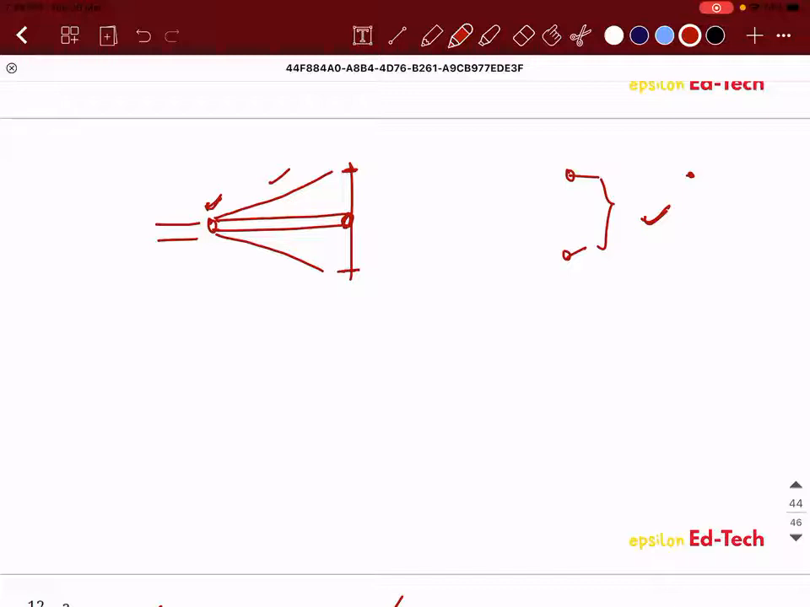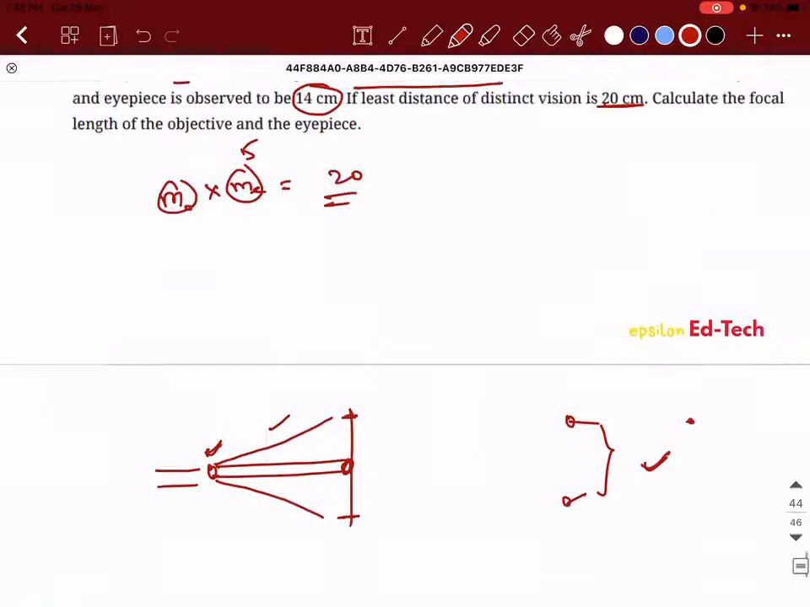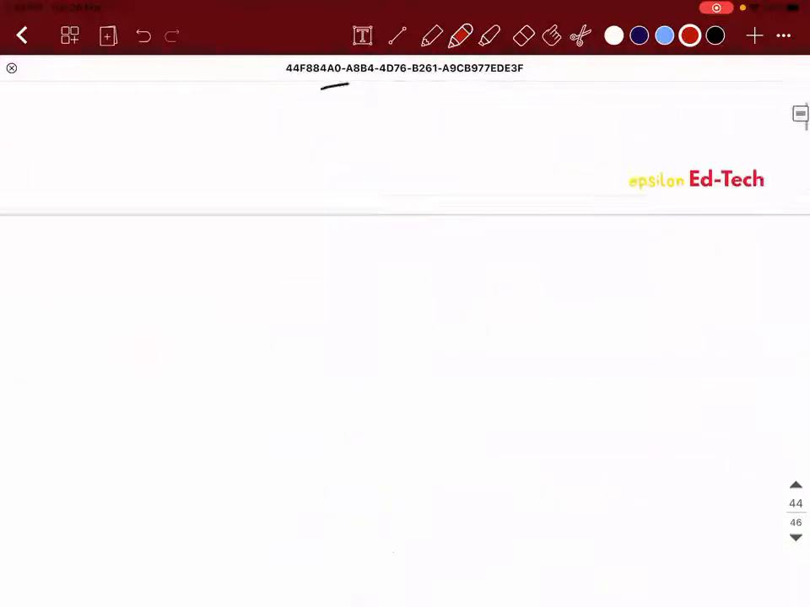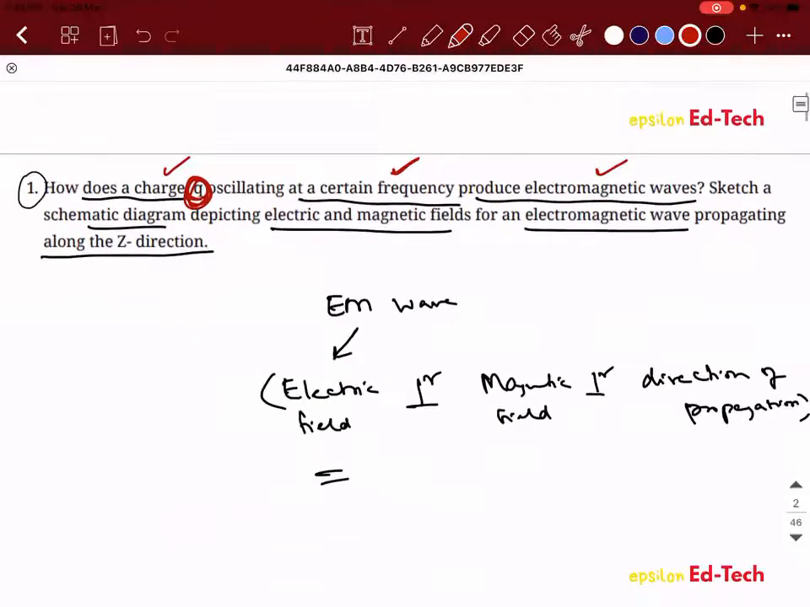Okay. Anything else? Sir, I have a doubt. In the first question, the electromagnetic wave propagation is along the Z direction. So can we select any axis as the electric field and magnetic field, or the order does not matter? No, order does not matter.